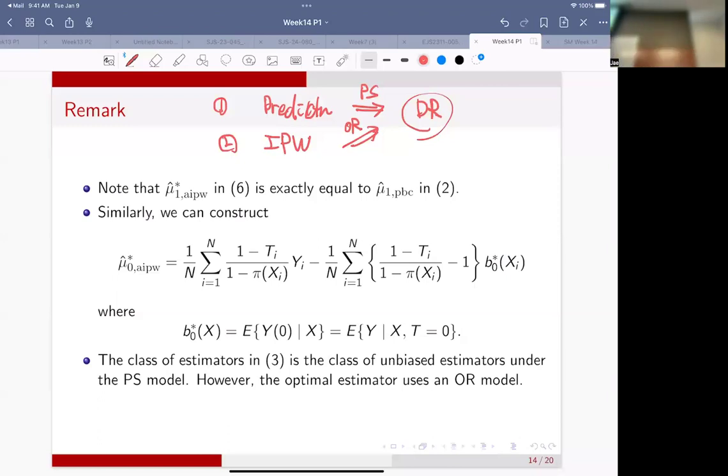Notice that this best choice uses the outcome model. So the optimal estimator uses an outcome model.